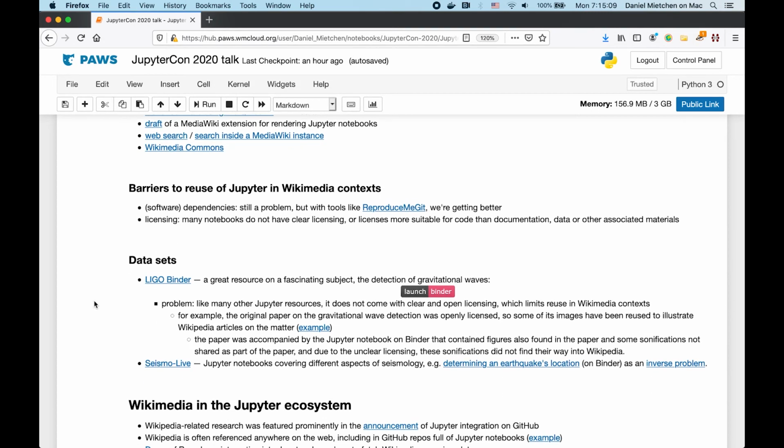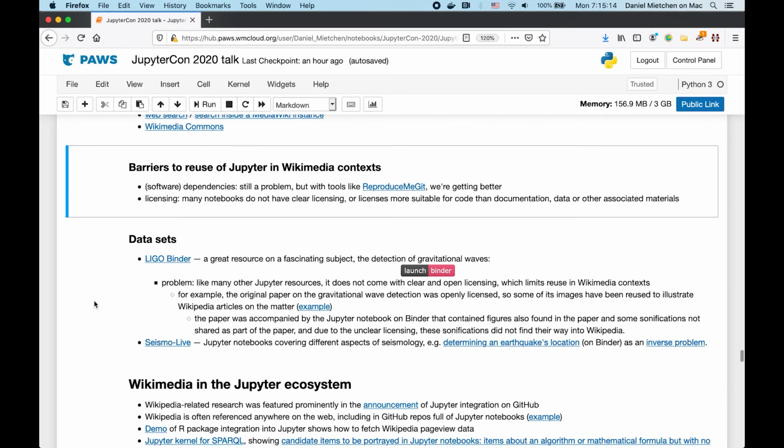And if you're talking about using Jupyter notebooks to explore data sets, then this brings another dimension to it. They have their own licensing. Somehow the Jupyter Notebook has to go to the data set, and then whatever it finds there has to be brought into the Wikimedia ecosystem. So it's a three-way problem here. And sometimes this works and sometimes it doesn't.